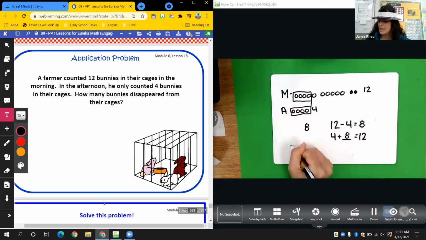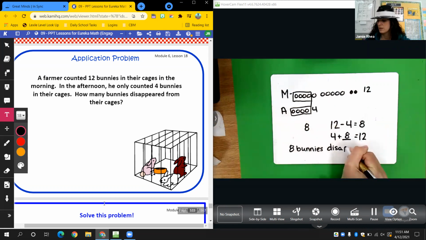So 8 bunnies disappeared from their cages.